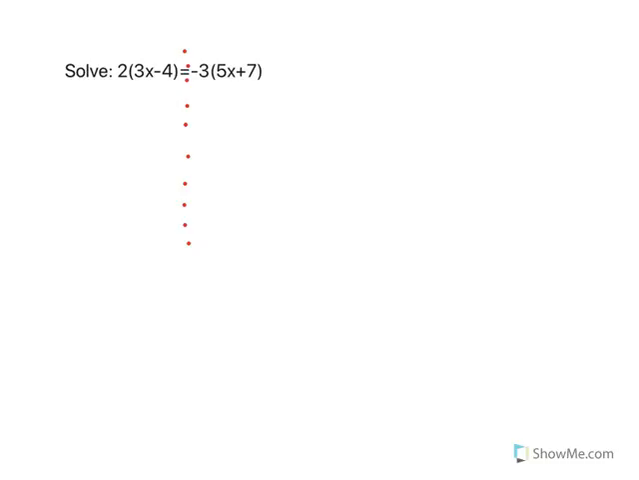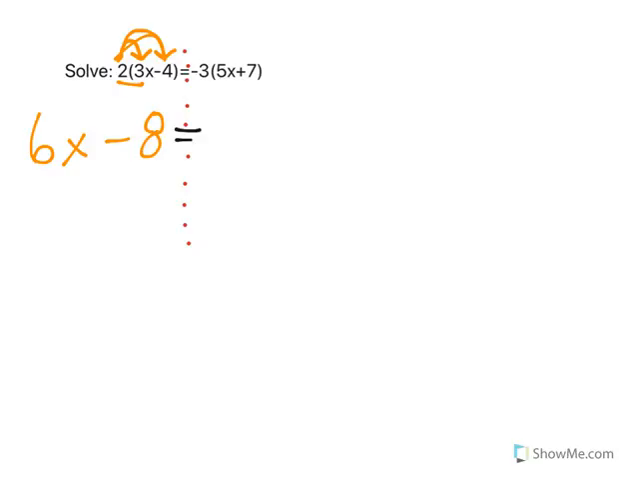So to do that, we take the number on the outside and we distribute. So this 2 is going to be multiplied by both the 3x and the negative 4. First we start with 2 times 3x, which, 2 times 3 is 6, so that gives me 6x. And then 2 times negative 4 gives me negative 8. And yes, it's important to make sure you're paying attention to your positives and your negatives.